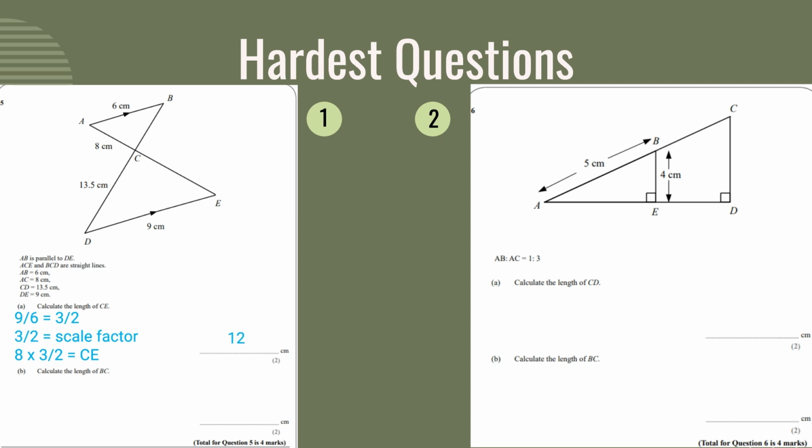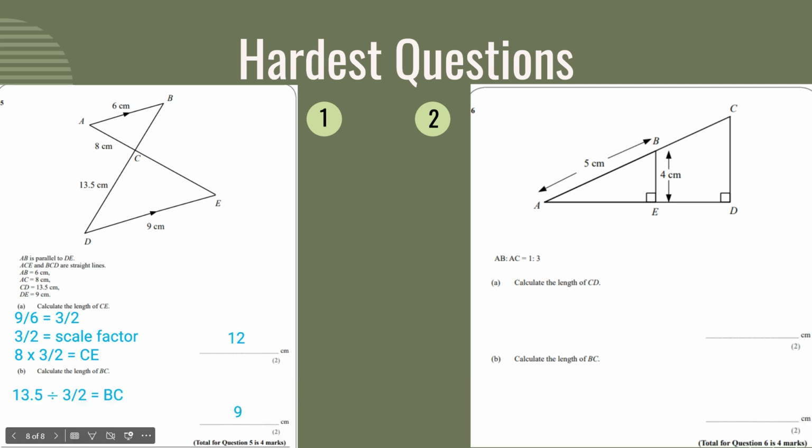Part B, we have to calculate the length of BC. Now, as we already know 13.5 is D to C, we just need to divide that by our scale factor to work out CB. So 13.5 divided by 3/2 gets us to an answer of 9.